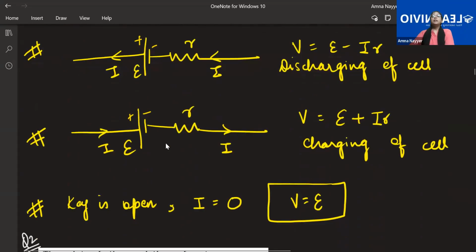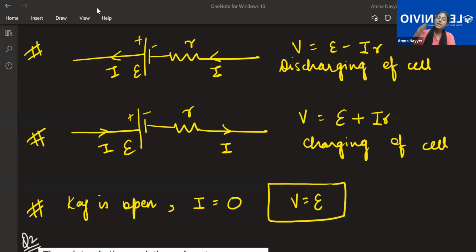We have the formula V is equal to E minus Ir, which is the usual case. It is the case of discharging of a cell. The current comes out of the positive terminal of the cell, moves through the whole circuit, completes the entire circuit and comes again to the negative terminal. This is the motion of the current, and that is known as discharging of a cell.